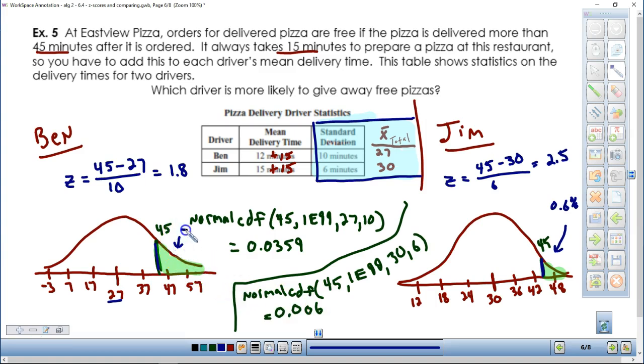This area right here is about 3.59% of the time. Who is going to be delivering or giving away more free pizzas? Ben is going to be delivering or giving away more free pizzas. Ben is the answer to this question, and this is our justification for how we got there.